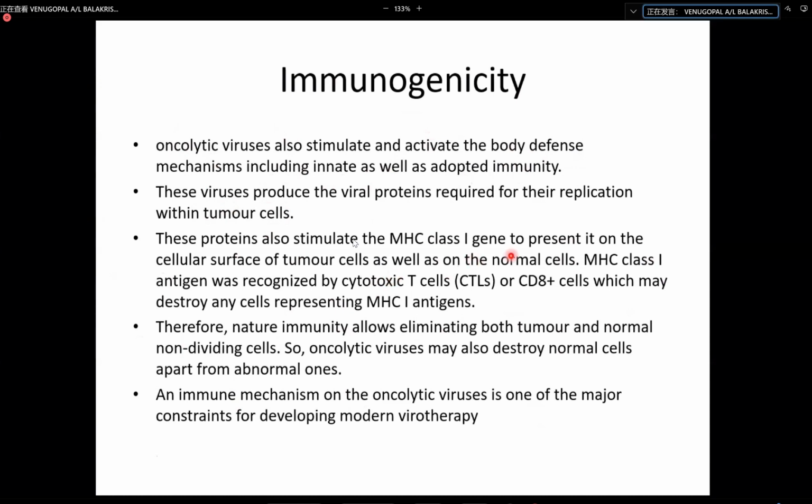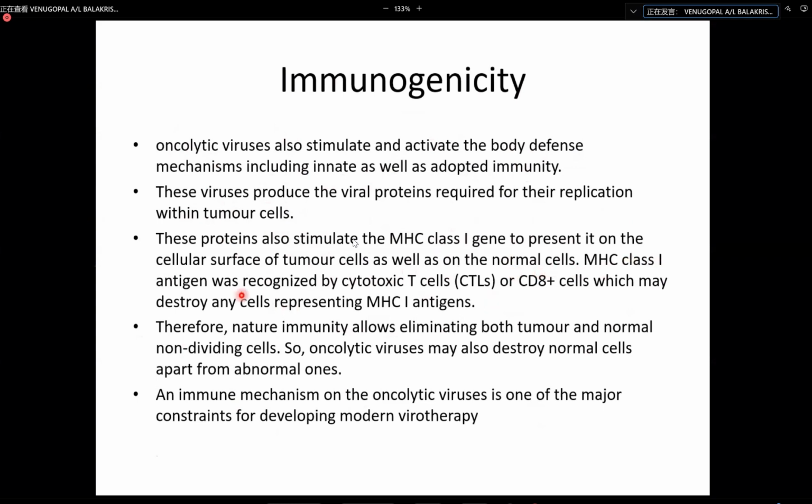These viruses produce viral protein required for replication within the tumor cells only. So that would make sure that the immunogenicity increases. This protein also stimulates the MHC class 1 gene, presenting it on the cell surface of tumor cells. Previously I was telling you the E5 regulates and disrupts the MHC class 1 gene presentation. But now, while you are using this protein, it will block that activity and will allow the gene to be present on the cell surface of the tumor cell, as well as on the normal cell.